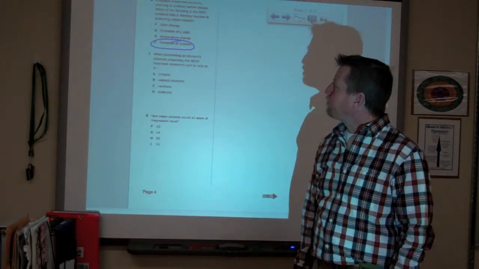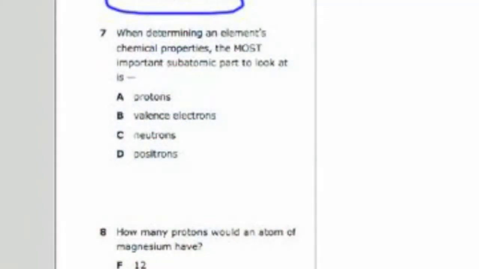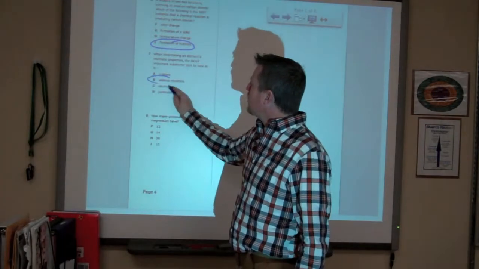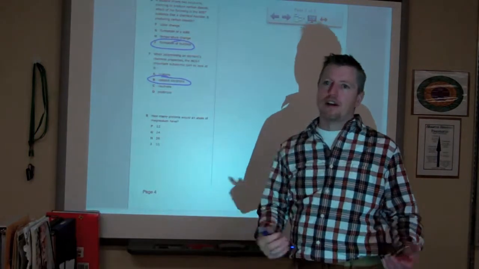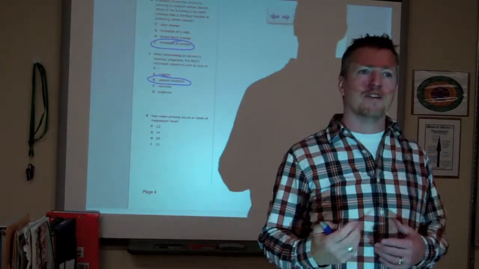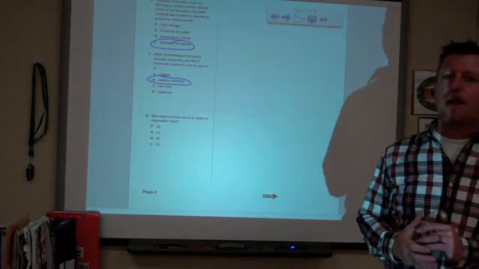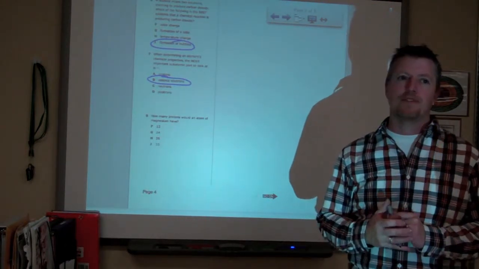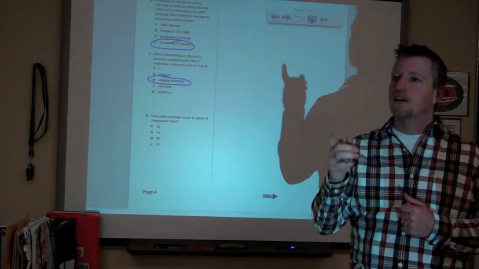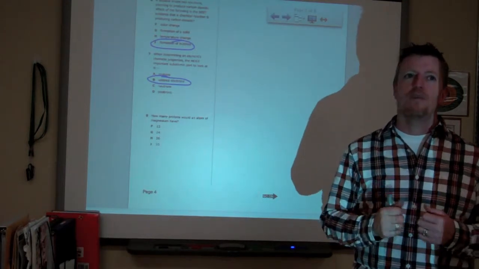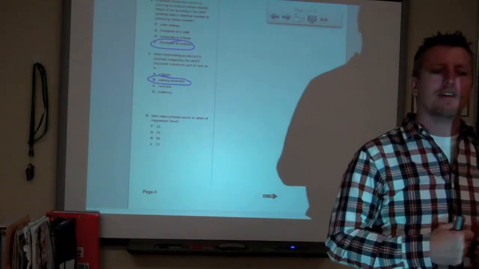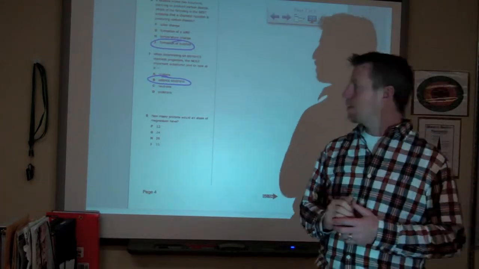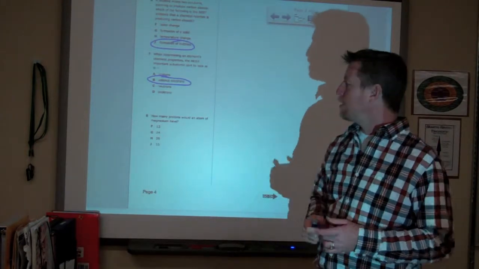Okay, number 7. When determining an element's chemical properties, the most important subatomic part to look at is what? Valence electrons. Good. They're the ones that are going to change in a reaction. They're going to cause atoms to share electrons or give or take away electrons. What do we call an atom that shares electrons with other atoms? They share them together. Covalent bonding. What do we call it when an atom gives away or takes electrons? Ionic bond. Good. Okay.